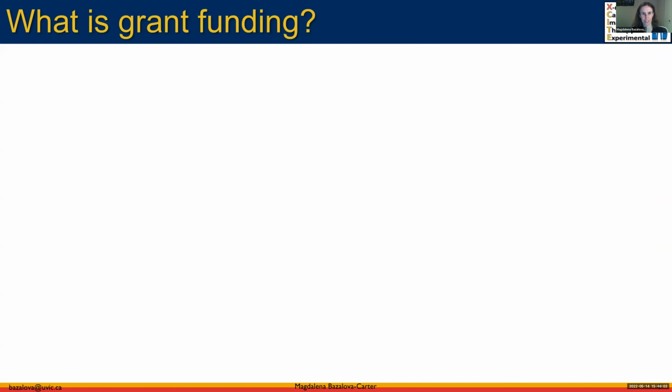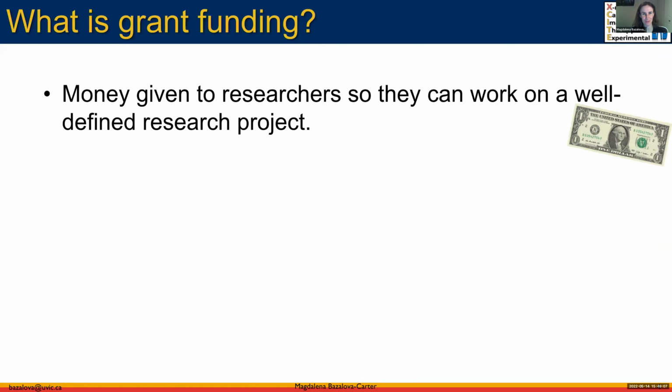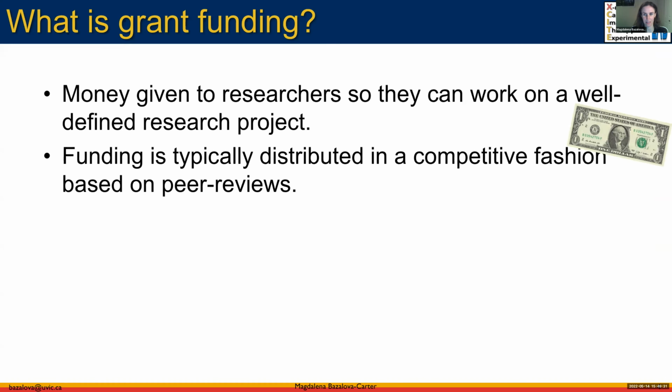So what is actually grant funding? Well, perhaps everybody knows, but maybe not everybody in the audience knows, depending on your stage of career. It's basically money given to researchers so that they can work on typically a well-defined project. Here in Canada, we have funding that doesn't have to go to a well-defined project, even though you still have to write it up as a project. You're reasonably free to do with the money whatever you want, as long as you are progressing with your research. Funding is typically distributed in a competitive fashion based on peer reviews, very similar to what we do with papers.